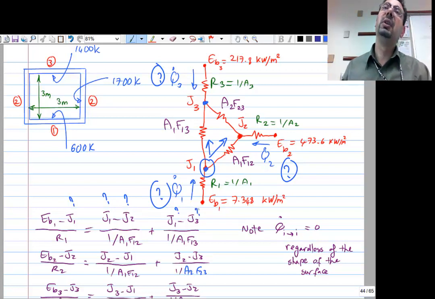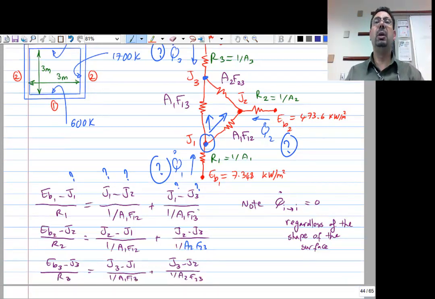How many? Three: J1, J2, and J3. But you do it again at this point and at that point, and you will get a system of 3 equations in 3 unknowns, J1, J2, and J3. Alright? You solve them together and you'll get J1, J2, and J3. Let's actually see the second equation.